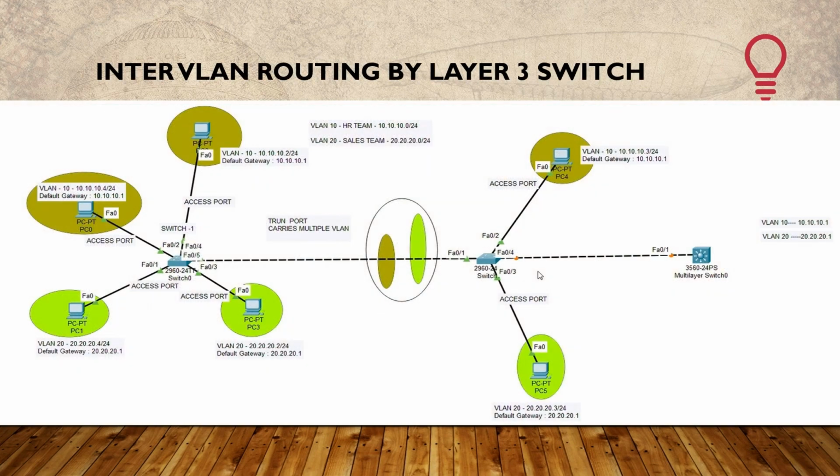Let's see in the example. In this scenario, we have two VLANs, VLAN 10 and VLAN 20. VLAN 10 for the HR team, VLAN 20 for the sales team. These colors all represent VLAN 10. This green color all represents VLAN 20, the sales team. Now for this, we are going to create SVIs here in the L3 switch. Both switch to switch connectivity is trunk. Trunk port means it allows multiple VLANs to carry traffic.